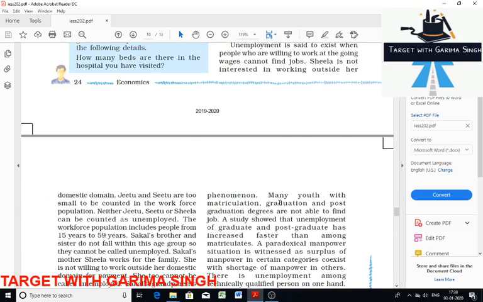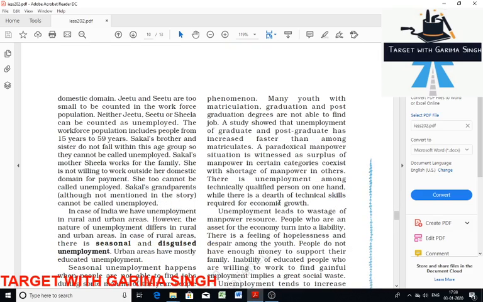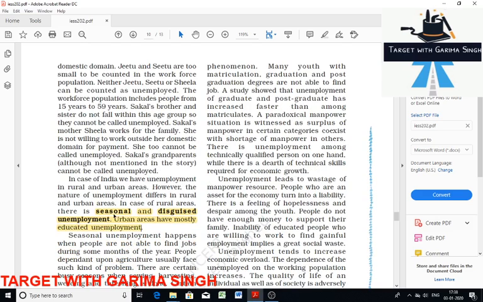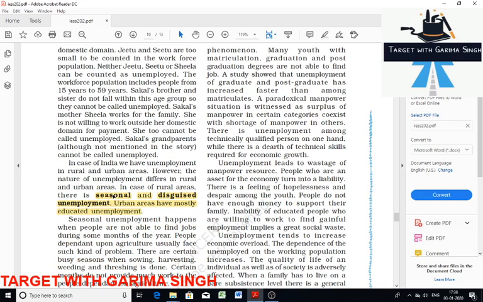Then we will discuss the nature of unemployment in India. Seasonal unemployment occurs when people fail to get work during some months of the year, that is during the off season. Farm labor usually faces this kind of problem. In India you will find seasonal and disguised unemployment, seasonal and disguised, because they will not get off-season work.